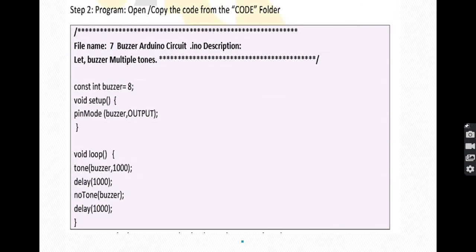This is the program which we will use in this circuit: const int buzzer = 8, void setup and void loop. In void setup you will define the buzzer as output, and in void loop you will define its function: tone buzzer, 1000, delay 1000, noTone buzzer, delay 1000. This 1000 is 1 second.